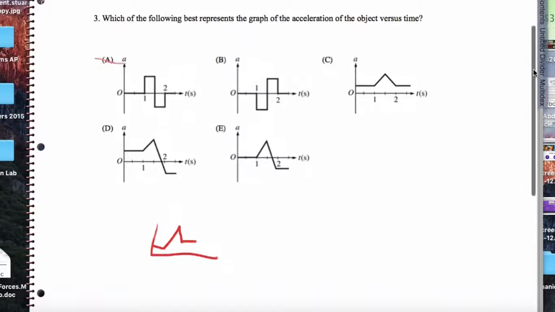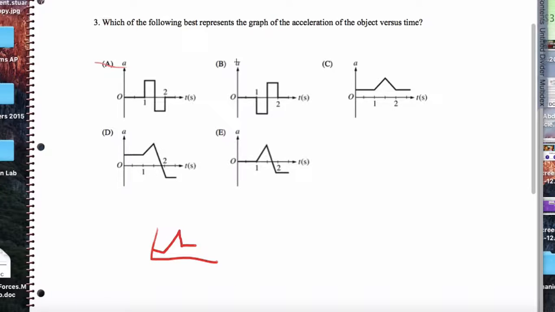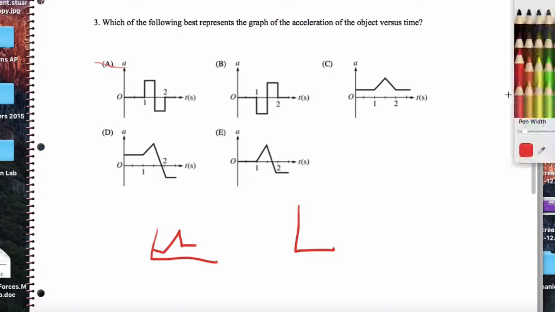So that's the velocity graph. Now let's look at the acceleration graph that would make that happen. So for acceleration, I would need totally flat at the ends, and then a positive and then a negative acceleration. So that would be choice A as well.